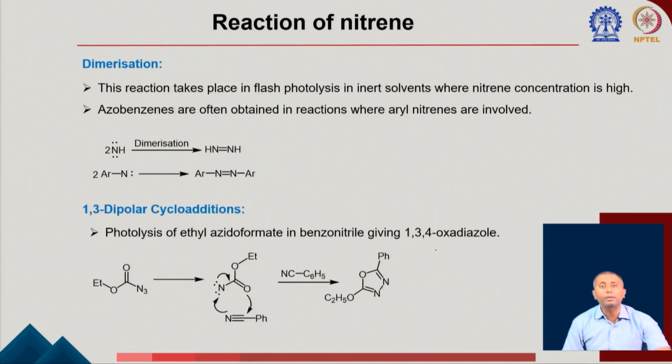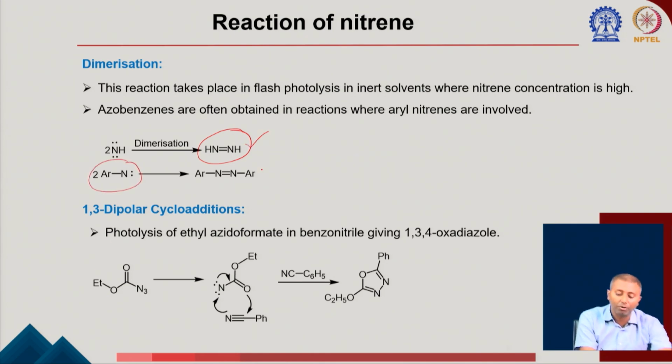So now I am going to talk about some other reactions. I think I mentioned at the beginning that if you generate a nitrene, one of the major things is that it can dimerize if you don't have anything else, like if you don't have any olefin where it can form an aziridine. In the absence of that, it can form a dimer. A very similar thing happens if you have an aryl nitrene species, you can also form a dimer, okay.